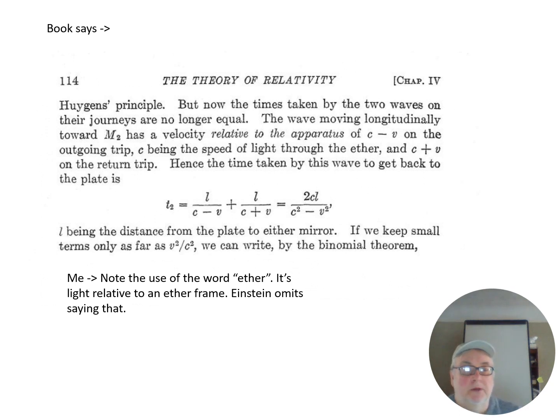So the thing to note from the book is when it says C being the speed of light through the ether, it's using the word ether, and when Einstein does this particular bit of maths, he doesn't use the word ether. And by omitting the word ether, it means he's omitting to say that light is moving relative to an ether frame. So Einstein is using an ether in his maths, but he's not saying that's what he's doing.